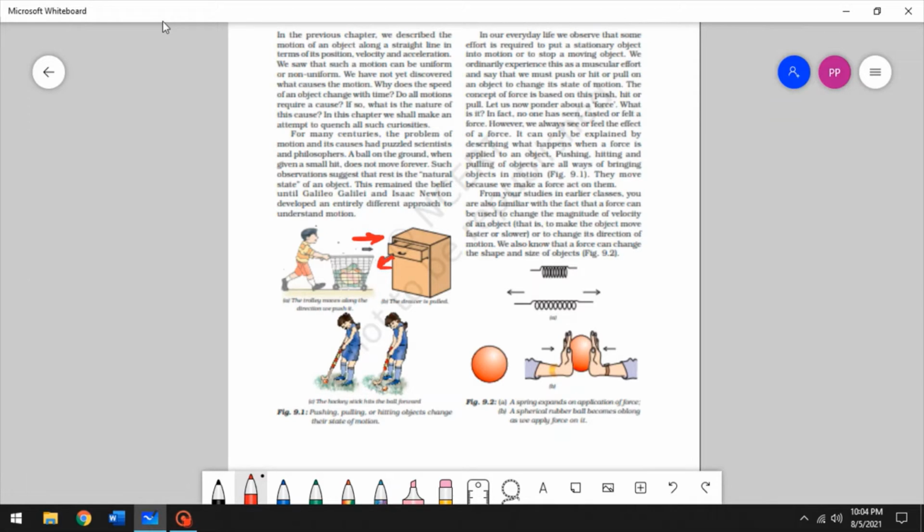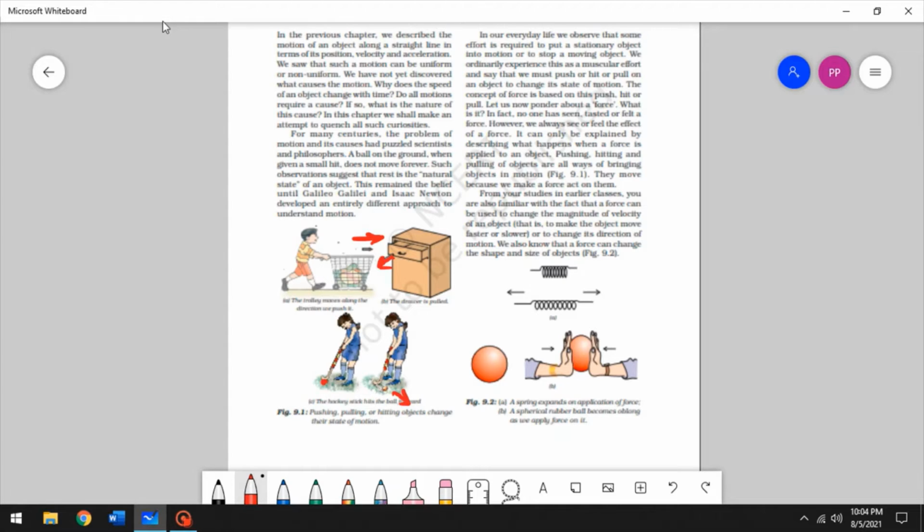Someone playing hockey, the ball is not going to move by itself. The girl is hitting it with the bat, but she is hitting it and applying external force in this direction, and the ball is going to consequently move in that direction.